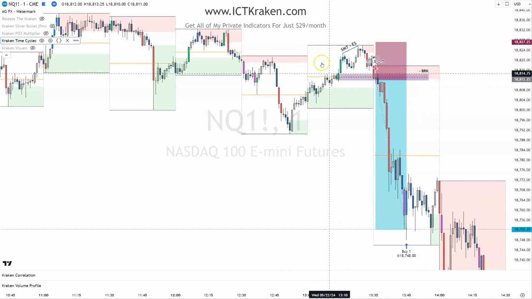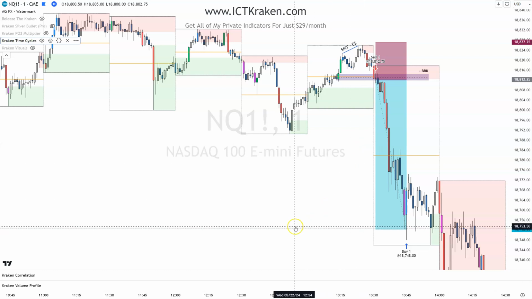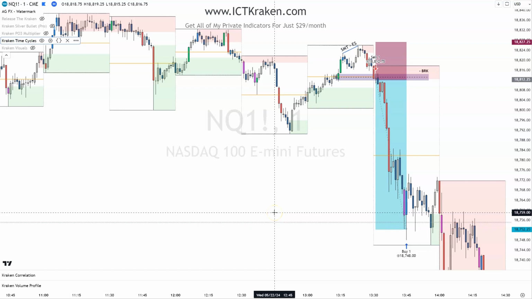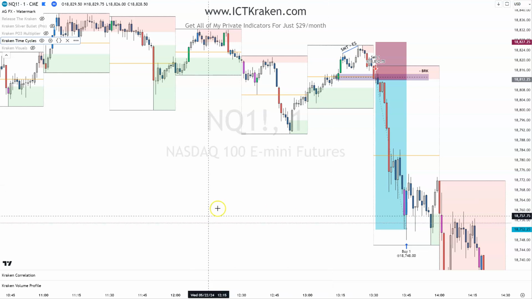Okay, just using the time cycles and how to use them with PDRAs. So I will get this out as soon as I can, but that is your lunch trade setup for Wednesday, May 22nd, using the Kraken suite of indicators.